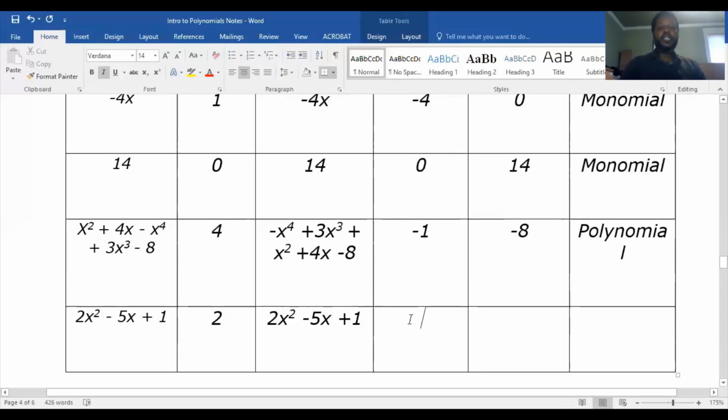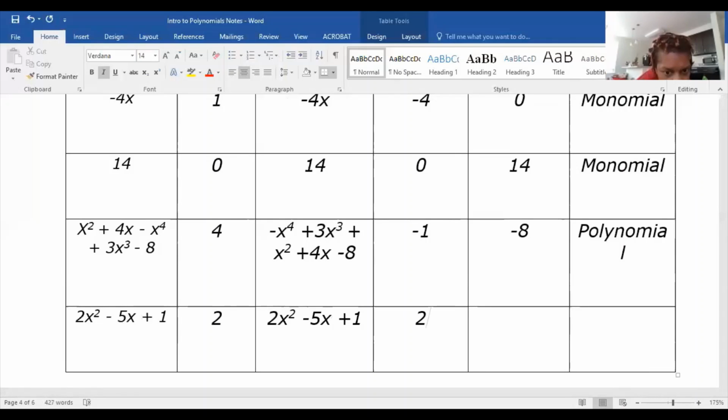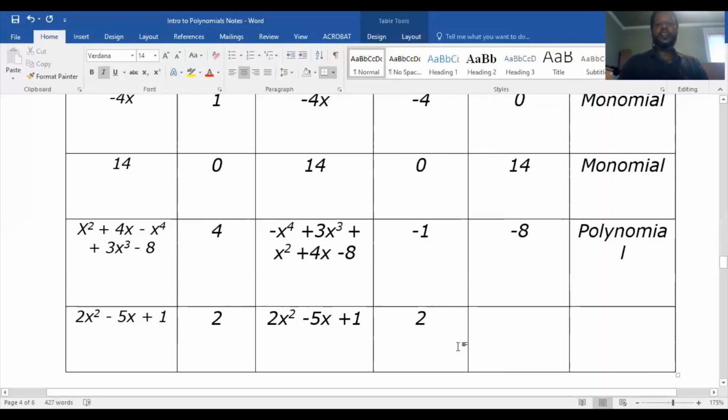So what is our leading coefficient? Not 2x squared, just 2. We just want the number, right? The number in front is just 2. Good. And what is our constant? What's our number at the back? Positive 1. Perfect. And we have 3 terms, so what do we call that? Trinomial. Perfect.